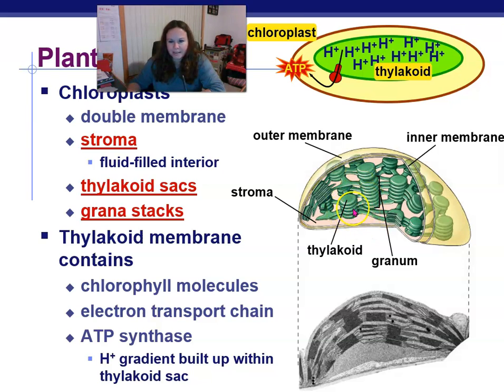Each disc is called a thylakoid, and you see the thylakoids are stacked upon themselves, and the actual stacks themselves are called grana. So all of these different stacks, that's actually plural. Many stacks of thylakoids are called grana. If you have only one stack of coins or one stack of thylakoids, then it would be a granum. So plural is grana, singular stack is granum. One coin, one disc, that's called a thylakoid, and that's where the chlorophyll is.